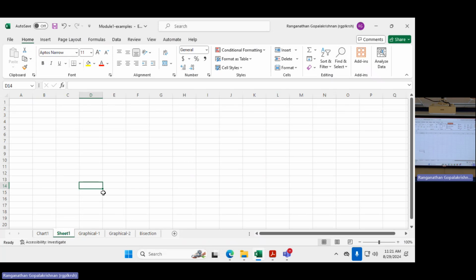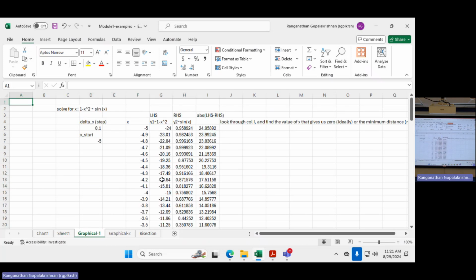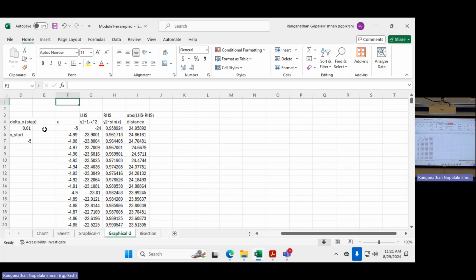Okay. So we did the graphical method. First, we did the solution process where we plotted the function between -5 and +5 with a step length of 0.1. We identified -1.4 is a possible root. And then we did the same exercise again with a higher resolution, a finer step size, 0.01. And we got the solution with three significant figures, -1.41.